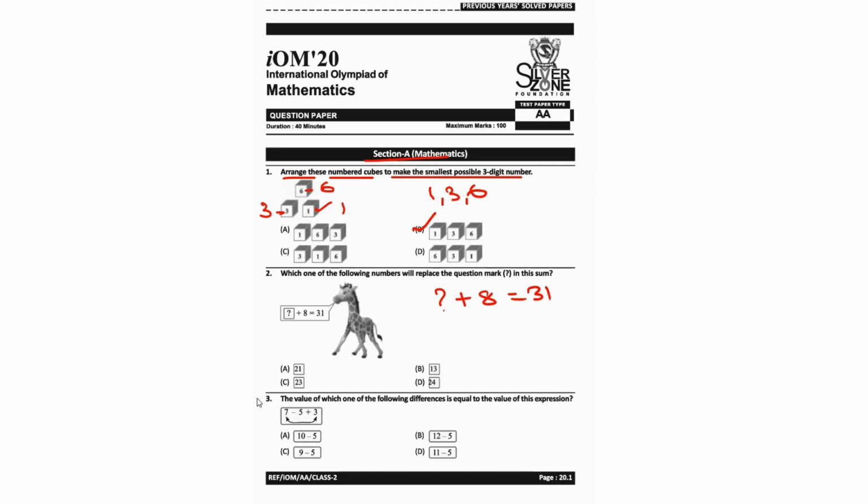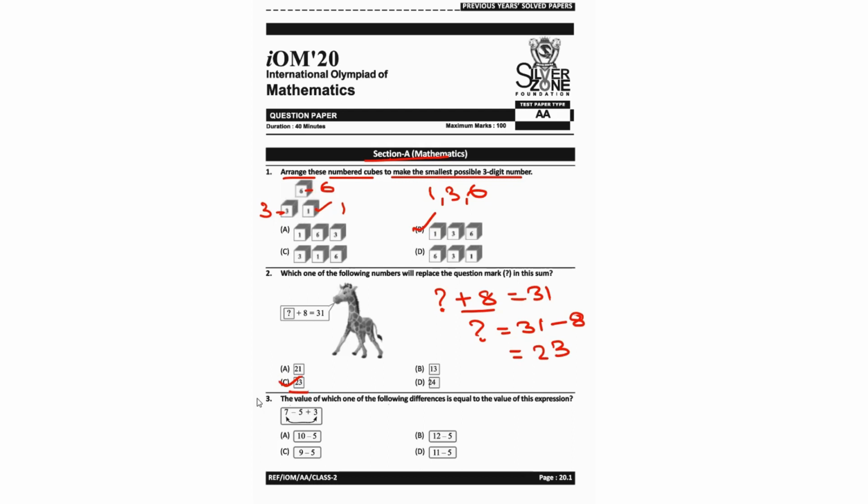Okay. So in order to find question mark, what you need to do, what you don't know, leave it on one side. Others, you just bring it onto the other side. 31 was already here. Plus 8, if you bring it on this side, on the right-hand side of equals to, it becomes minus 8. Okay. So 31 minus 8 is how much? 23. Hence, 23, the third option is my answer. Clear, everyone? Now, the third question.